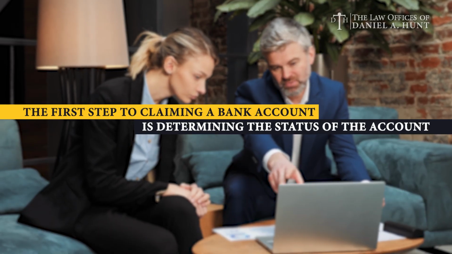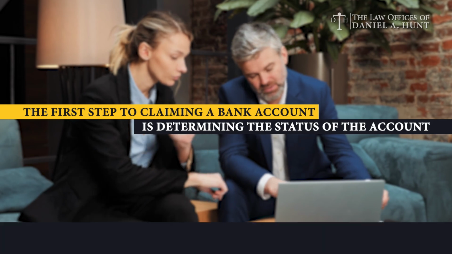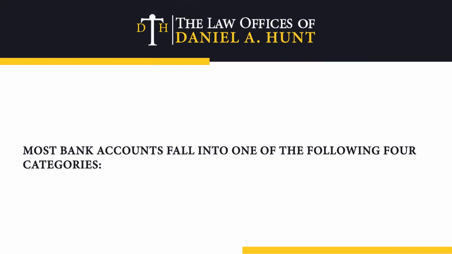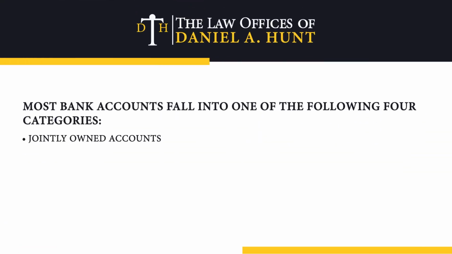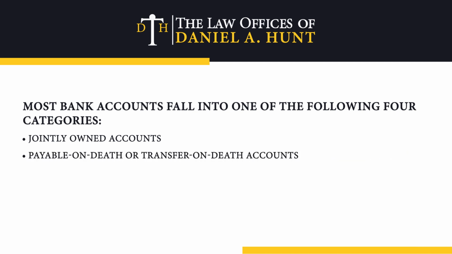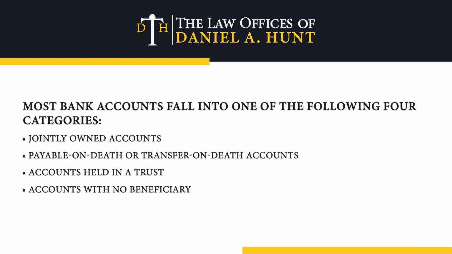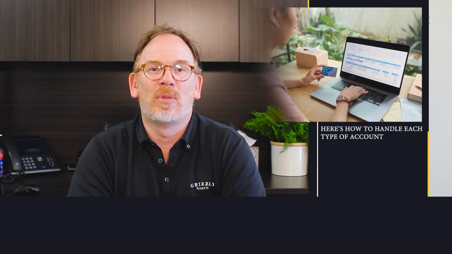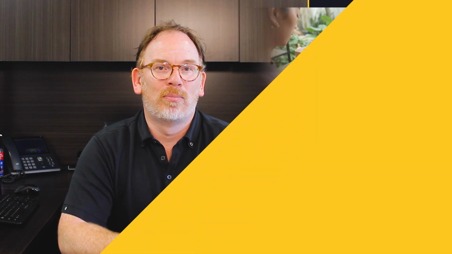The first step to claiming a bank account is determining the status of the account. Most bank accounts fall into one of the following four categories: jointly owned accounts, payable on death or transfer on death accounts, accounts held in a trust, and accounts with no beneficiary. Here's how to handle each type of account.